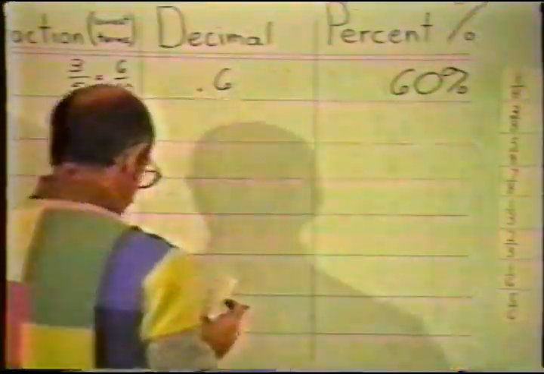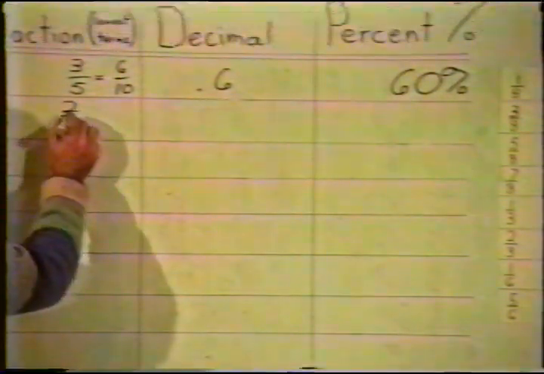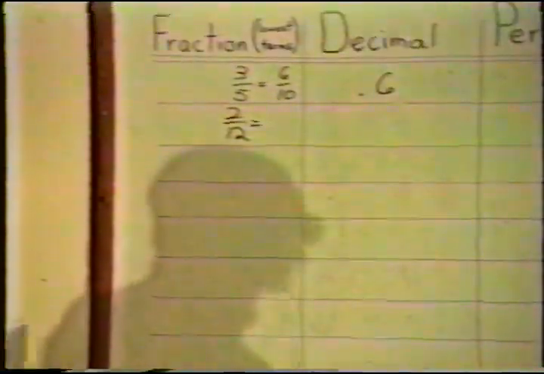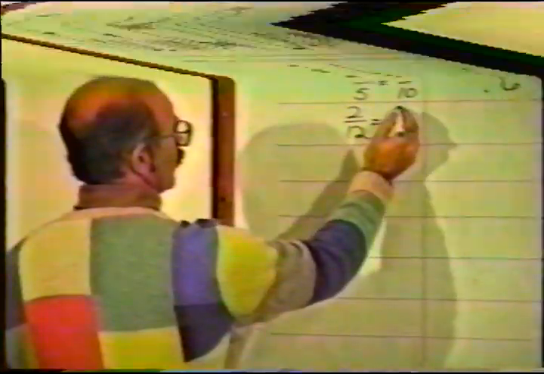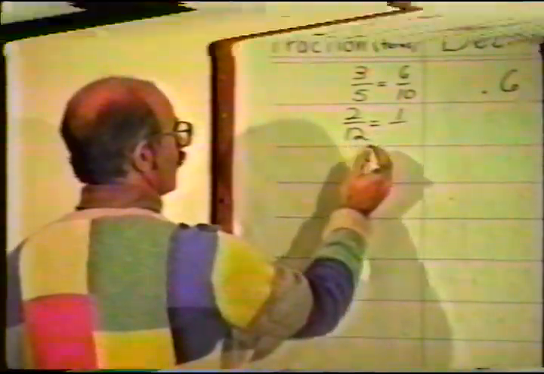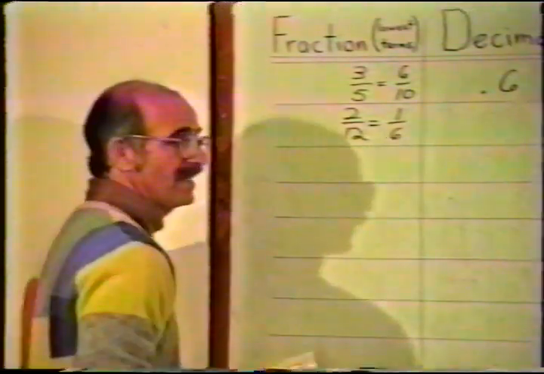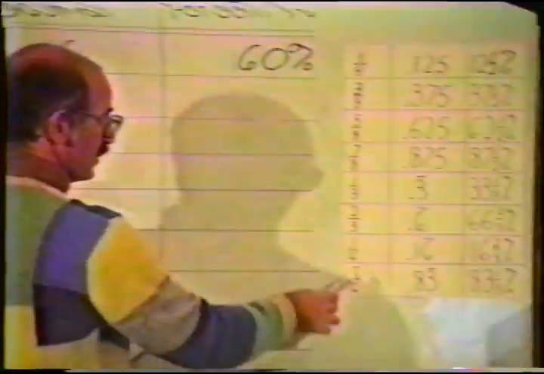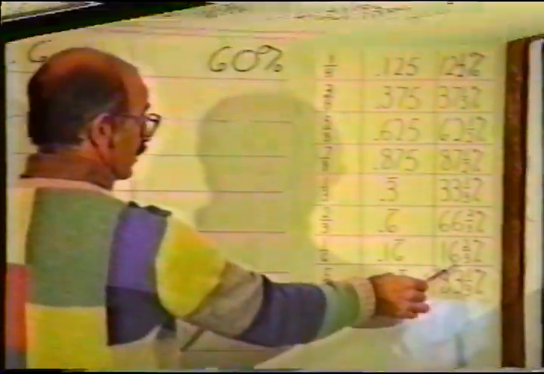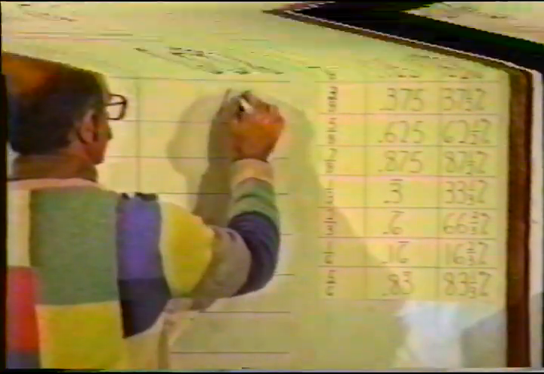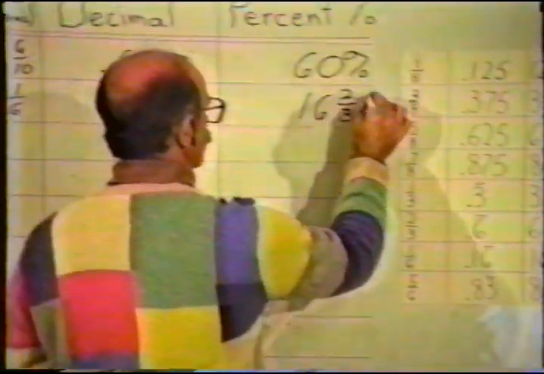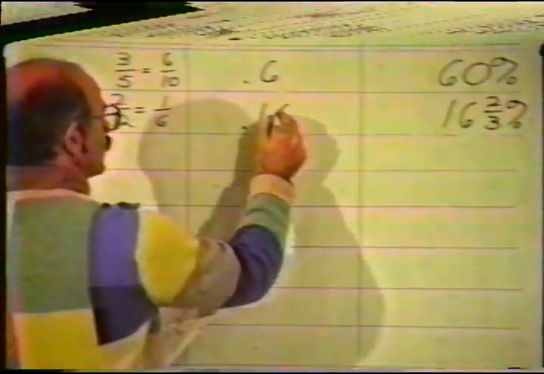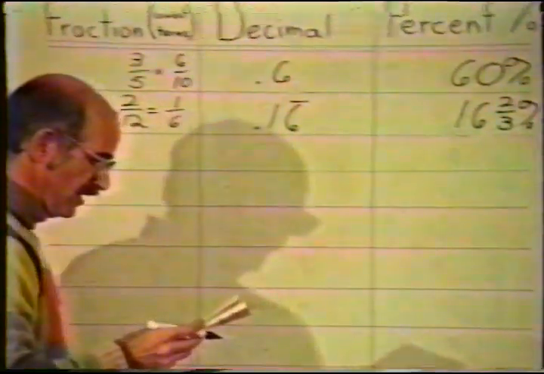60%. The next one is 2/12. Let's reduce that by hitting them with 2. 2 into 2, 1. 2 into 12, 6. 1/6 is another memory percent. And on our chart we can see that 1/6 is how much percent? 16 2/3%, or 0.16 with the 6 repeating.